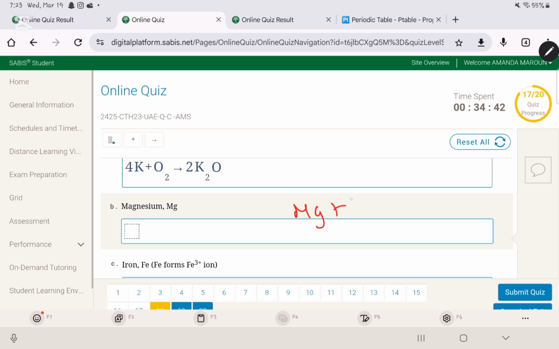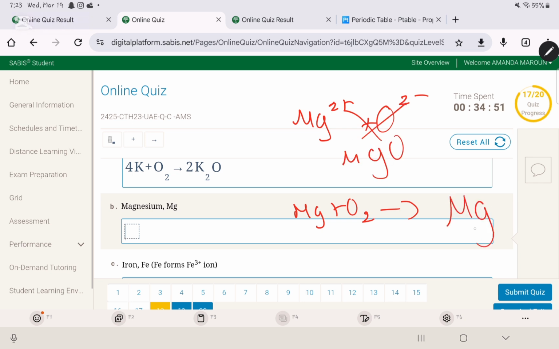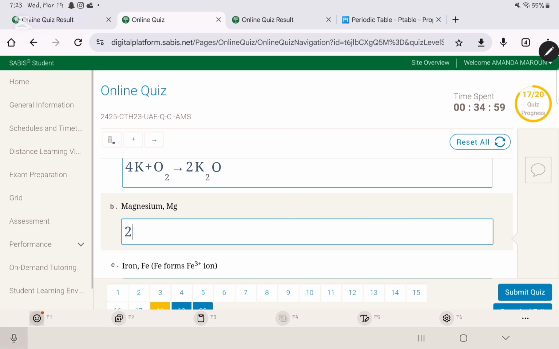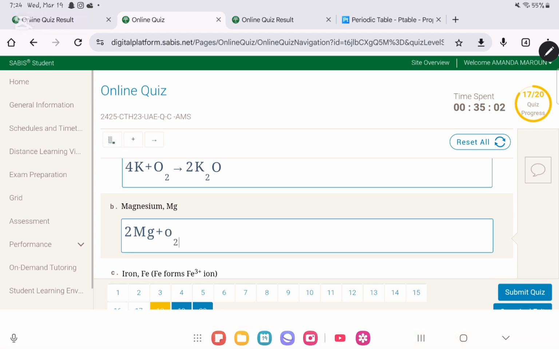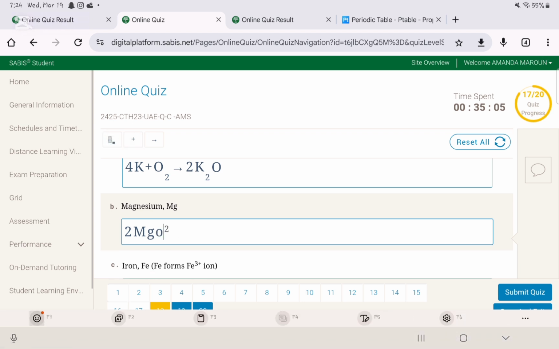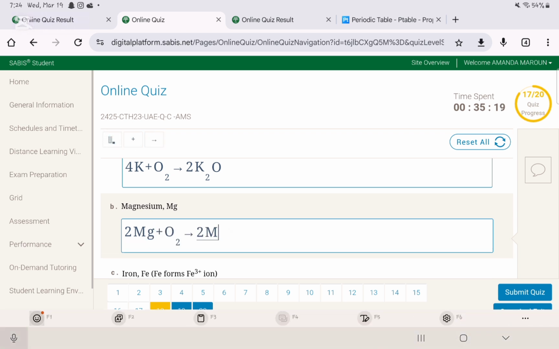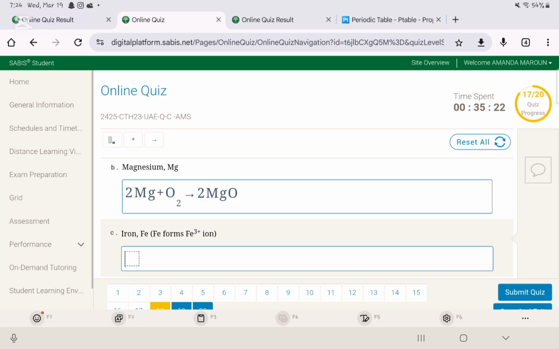We move on to magnesium. Magnesium, Mg, will react with oxygen to form Mg 2 plus, O 2 minus, crisscross method, MgO. It is not balanced. So to balance it, we are very simply going to add a 2 in front of the Mg and a 2 in front of the MgO. So 2Mg will react with O2, always keep the O capital, to form 2MgO.